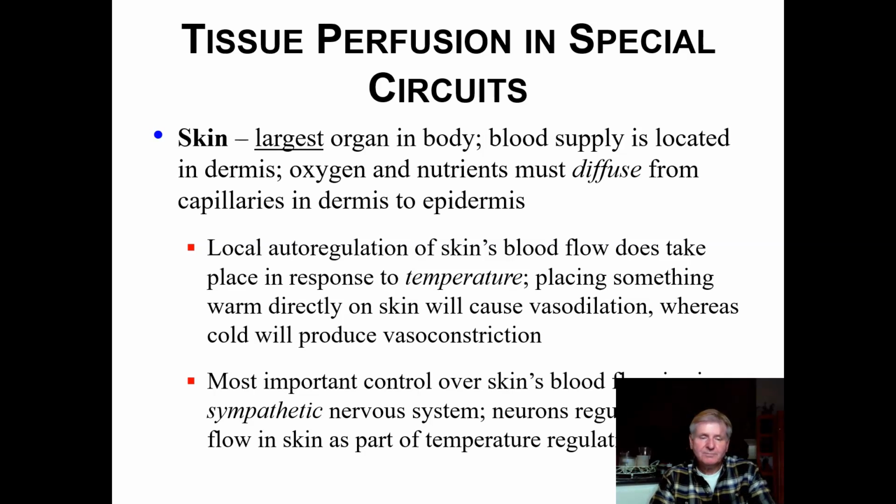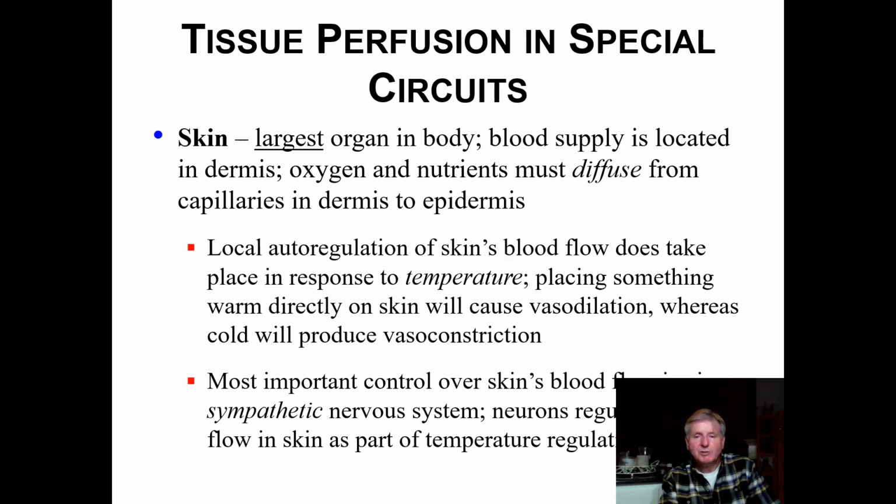Your skin, your largest organ in the human body: your blood supply is located in the dermis. Therefore, the oxygen and nutrients must diffuse from the capillaries of the dermis to the epidermis. So your autoregulatory controls of your skin's blood flow occur in response to temperature.